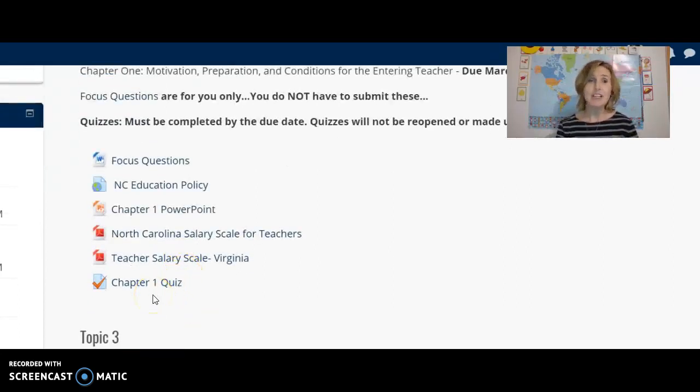Then every chapter has a quiz, and you'll find that in the topic at the very end, chapter 1 quiz. You have 1 attempt at these quizzes, so do make sure that when you go in, you're ready to take it. You may use your book. Students ask, can I use my book? For this class, you can use your book.